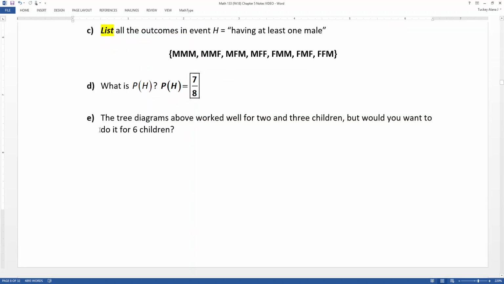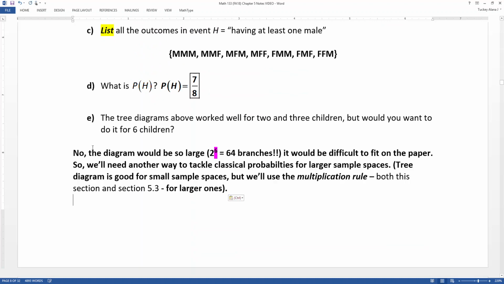Tree diagrams are really useful for small data sets, small sample spaces. So we want something that'll work even for large sample spaces. Tree diagrams are good for small sample spaces. The way that we're going to do this, and I mentioned it earlier, is the multiplication rule of counting. It's how we're going to get out of having to deal with these really ugly large spaces.